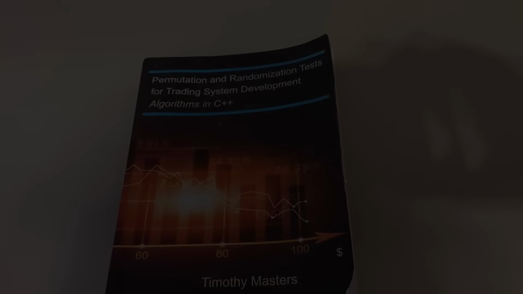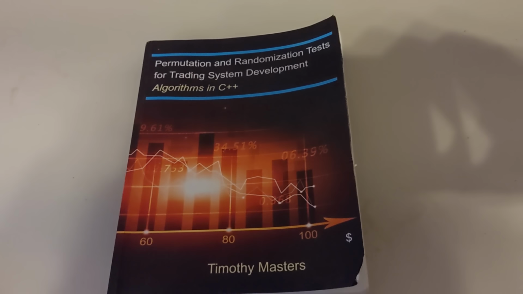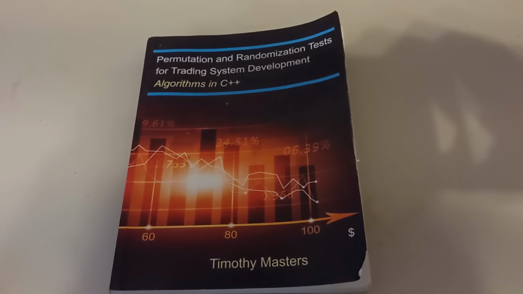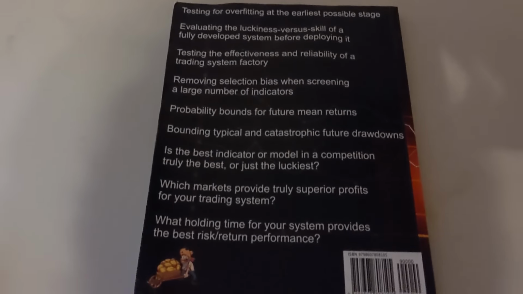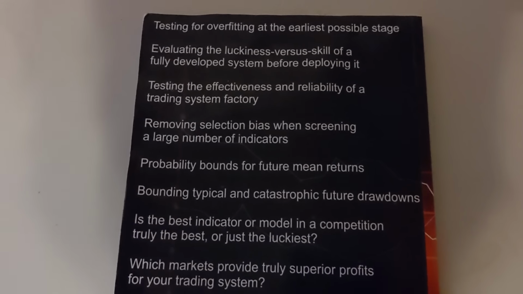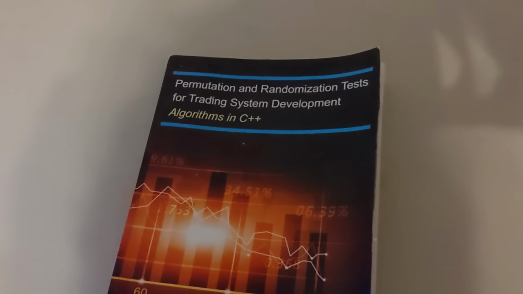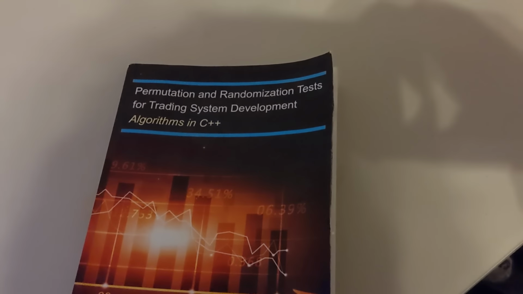I learned about these two permutation tests from the book Permutation and Randomization Tests for Trading System Development by Timothy Masters. The author has a PhD in statistics and is the GOAT of algorithmic trading. This video only covers 2 of the many tests covered in the book, and the book provides much more detail than I did here. My copy is very beaten up, and I've spilled coffee on it several times as I always have it on my desk. If you're serious about algorithmic trading, this is a must-read. I'll leave a link to it below.